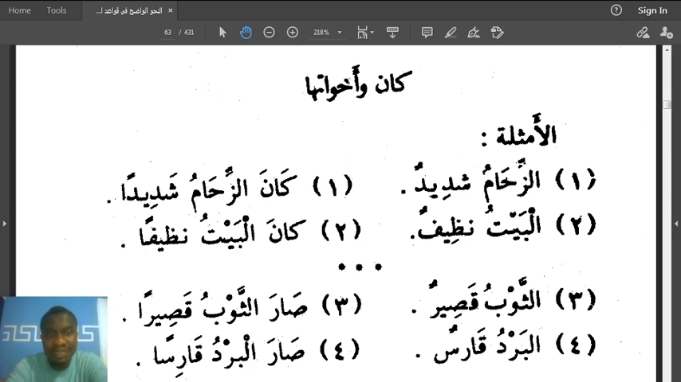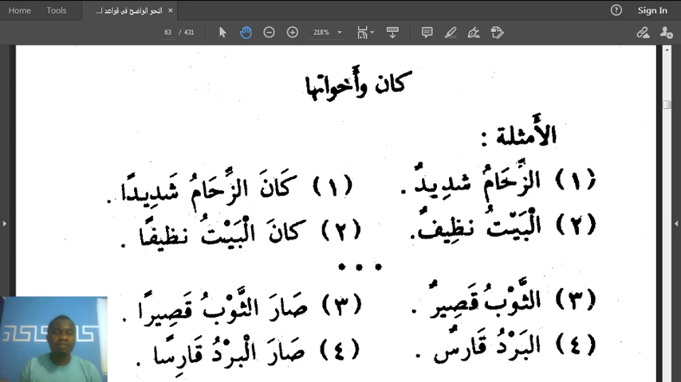Our topic is kana wa akhawatuha. Akhawat is the plural of ukht, sister. And then it says kana wa akhawatuha, kana and its sisters. Kana is a verb, so we say the verb kana and its sisters. Its sisters is literal. What it means is that kana has a kind of contribution it brings to the sentence it is found in. So when you have a sentence and kana is in the sentence, it has its own effect, which I would like to term the kana effect.